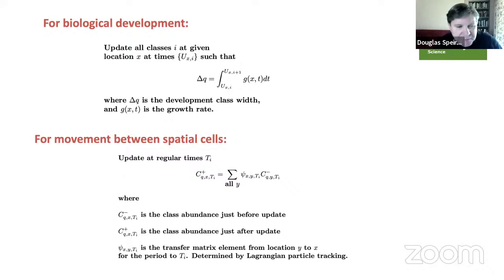And then for the movement between spatial cells, we're just adding up all the class abundances before an update, and then they're redistributed over all the destination cells. The probability of moving from cell to cell, as I said earlier, is achieved by the Lagrangian particle tracking, which is stored offline from the main model in a transfer matrix.